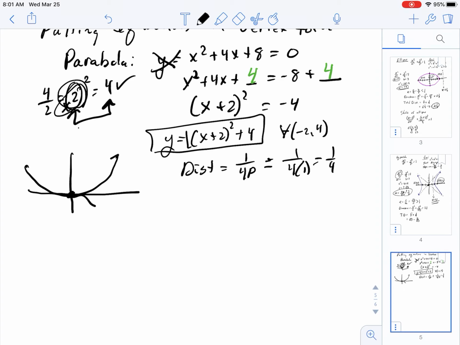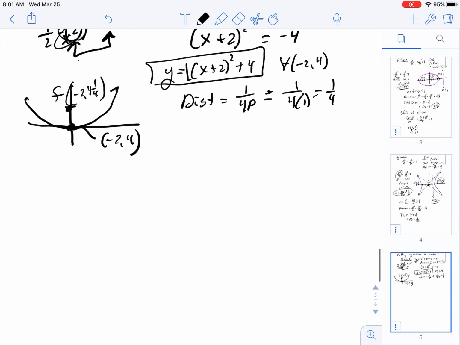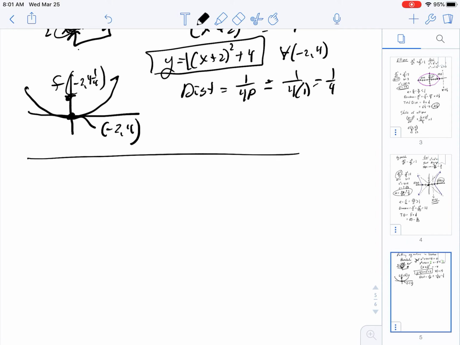And here's my point, and I just shift it and say this is -2, 4. And therefore, this is going to be 1/4 unit up. So if you move 1/4 unit in this direction, it'd be -2, 4 and 1/4. There's your focus, and so on and so on. Okay. All right, I'm going to go on to the next one here.